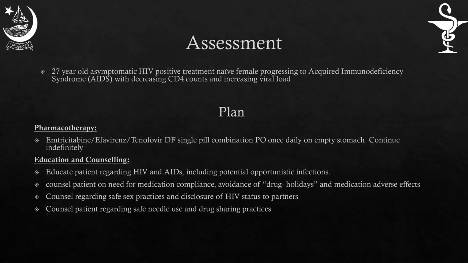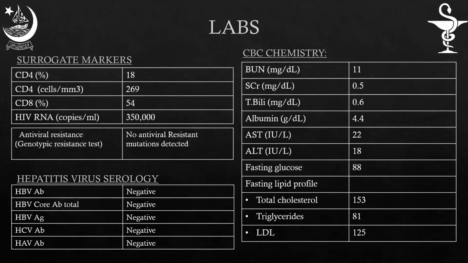Now, before starting with the plan, let's go back to her labs. As you can see, there is a rapid decline in her CD4 count, which shows a breakdown in her immune function. This is very significant because if her CD4 count drops below 250, she is at risk of opportunistic infections, and we will have to start her on prophylactic antibiotics. The target in an HIV positive patient is to have less than 40 copies per ml. And as you can see, since her copies are about 350,000, this shows that her viral load is very high, and this can cause increased morbidity and mortality.